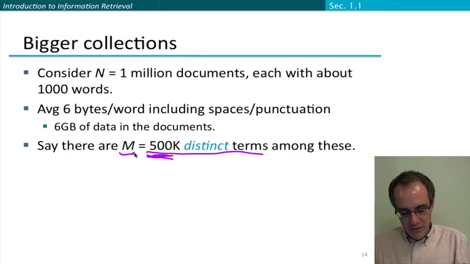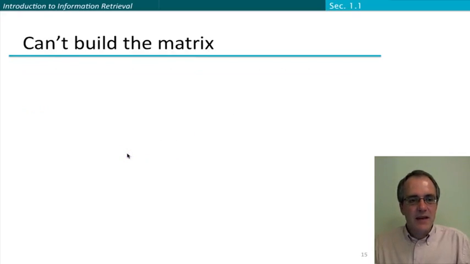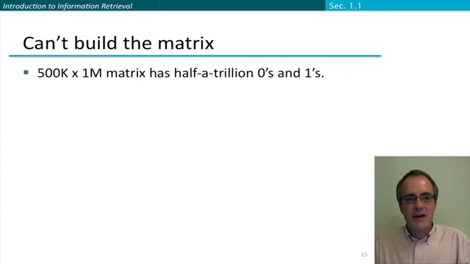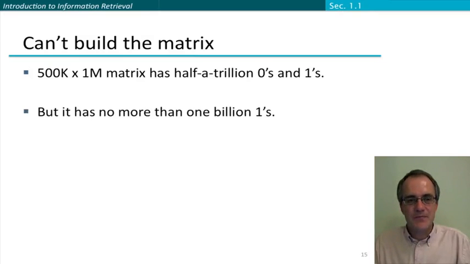And so I'll often refer to this number of different terms as M. Well, what does that mean? What it means is that even with that size document collection, we can't build this term document matrix because we'll have 500,000 rows and 1 million columns, and that's 500 billion zeros and ones. It's already huge and probably bigger than we have space to store. And as the document collection gets bigger than 1 million documents, things are just going to get worse.